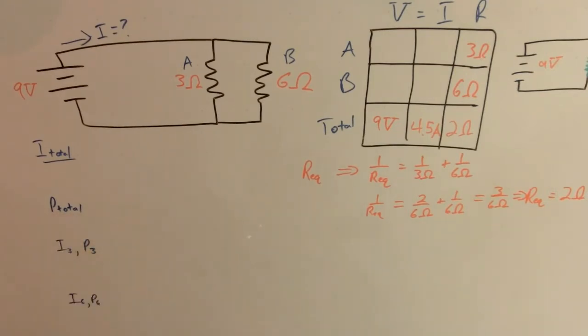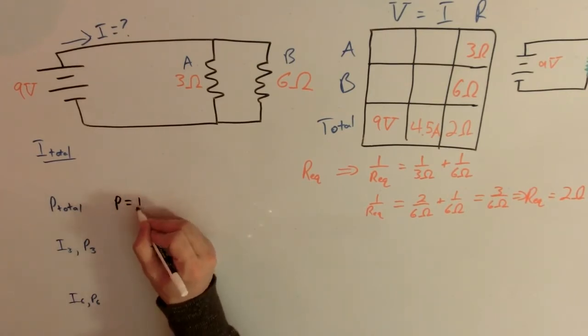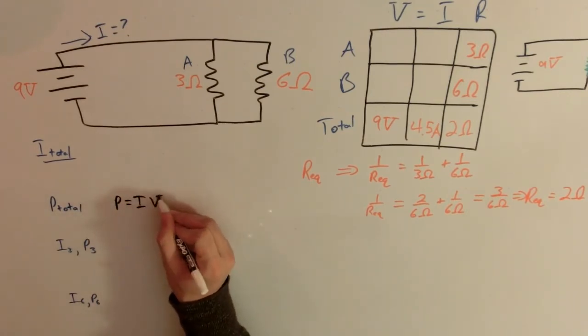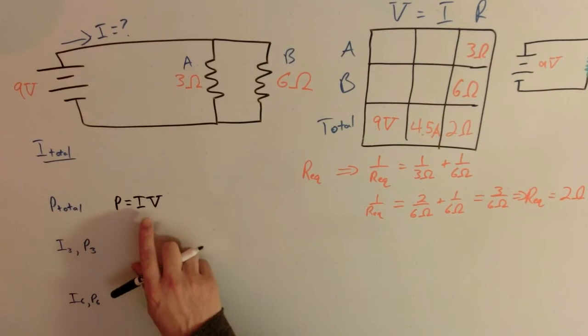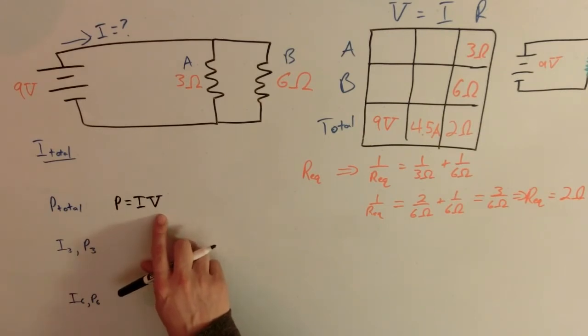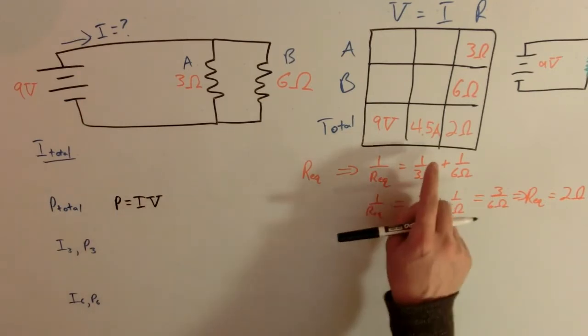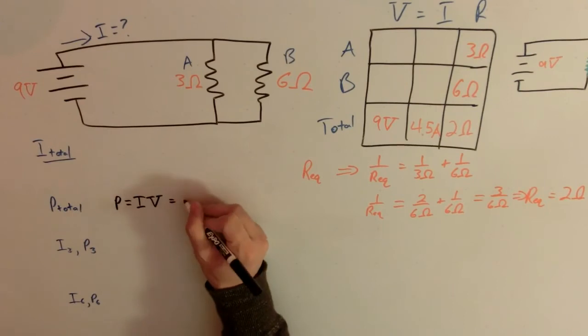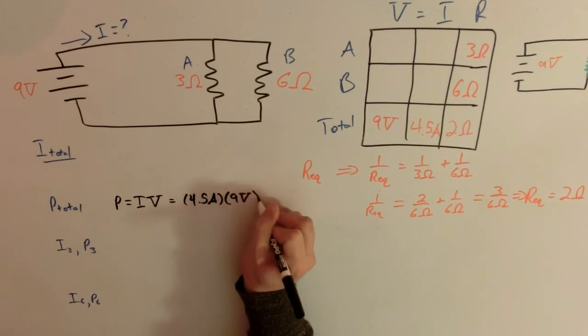Second part, I want to find out the total power consumed by this circuit. Okay, well, our equation for that, coming back over here, we have several equations, but the most common one was P equals IV, where P is our power, I is our current and V is our voltage across the component. In this case, for our entire circuit, our total voltage is 9 volts, and our total current is 4.5. So I'm going to plug that in. I'll have 4.5 amp times 9 volts.